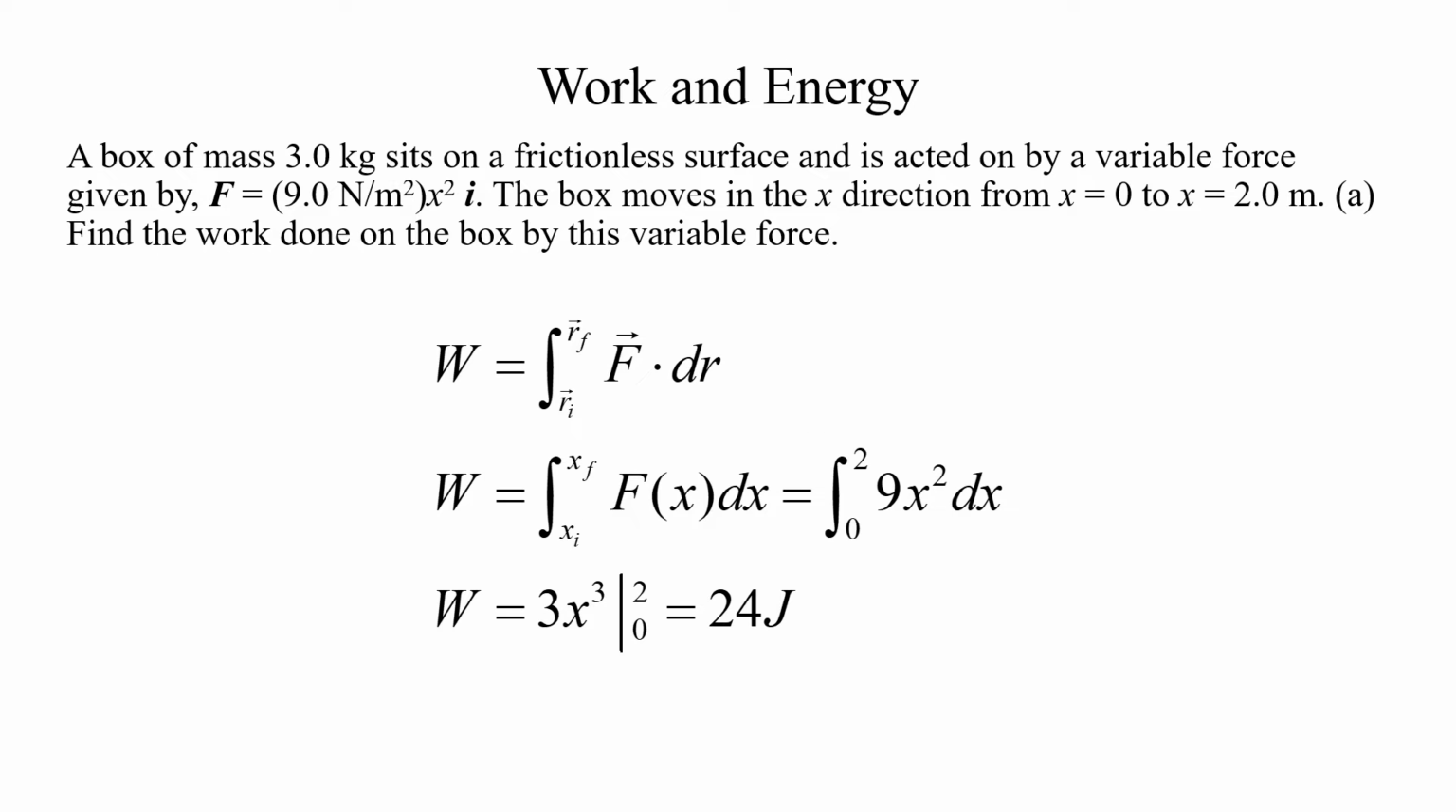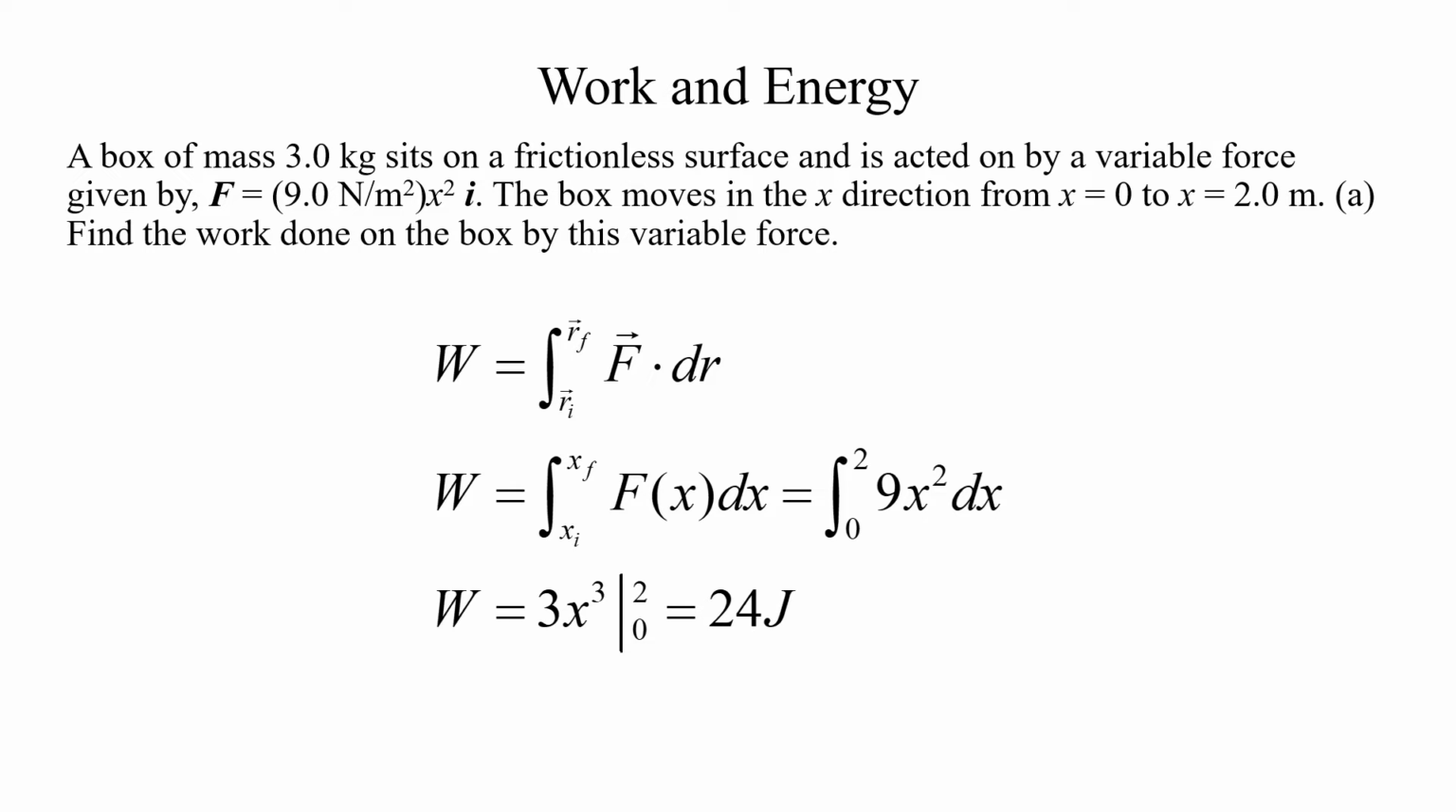All right, here's another variable force example. We have a box of mass 3 kilograms, sits on a frictionless surface, and is acted on by a variable force that's given by F equals 9x squared i hat. Right? And the units then for the constant 9 is newtons over meters squared. So then when we multiply by meters squared, we get force in newtons. So that's the unit analysis there. So it's 9x squared i hat. The box moves in the x direction from x equals 0 to x equals 2 meters.